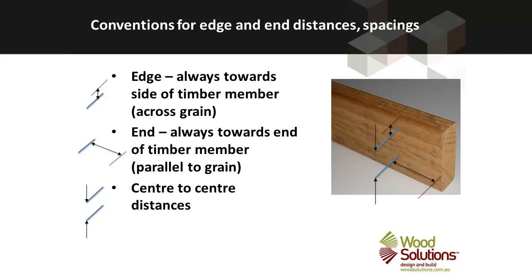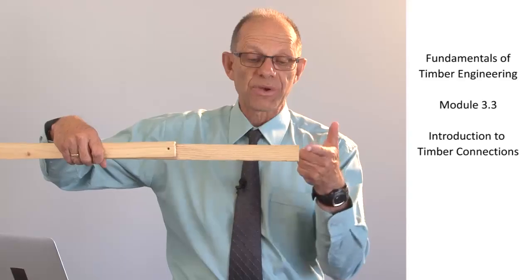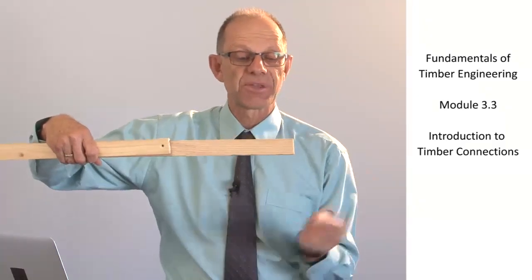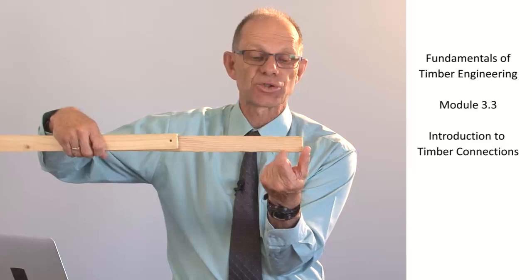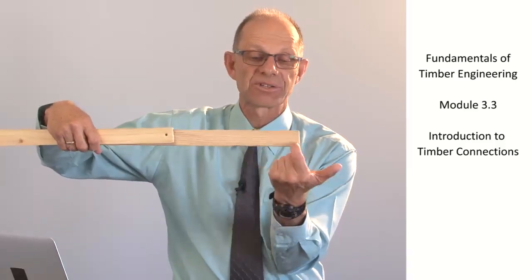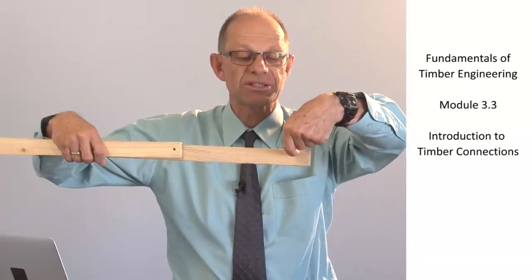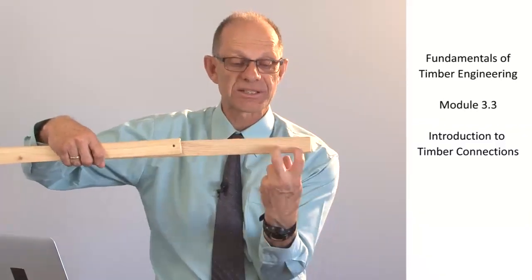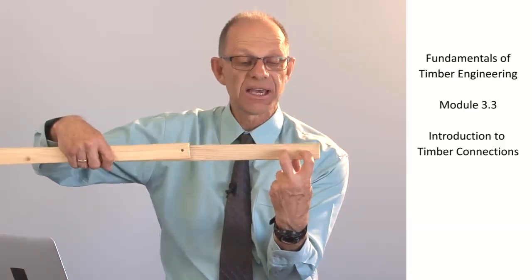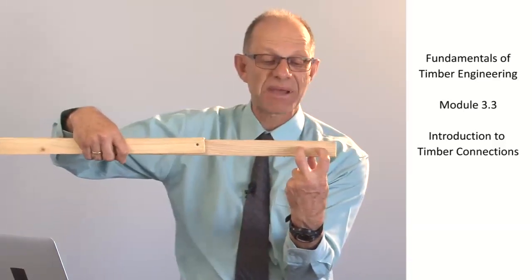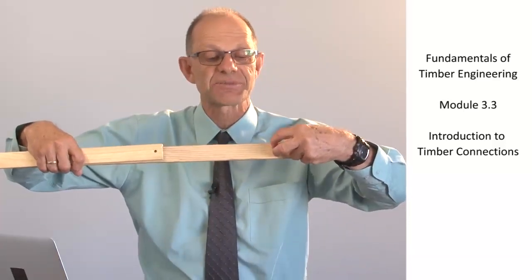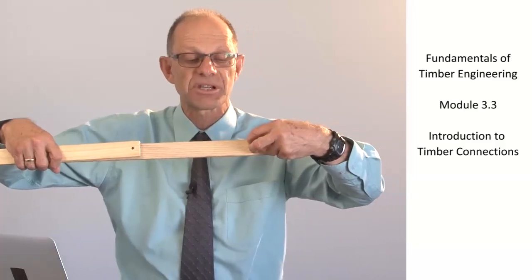Conventions relating to edge and end distances. With timber, it's really easy. This is an end and the grain always points towards the end, so that an end distance is always measured parallel to the grain. An edge distance is always measured perpendicular to the grain. And so it is with spacings. If we've got two connectors there, the distance between them is a spacing parallel to the grain. If we've got two connectors like that, the distance between them is a spacing perpendicular to grain.